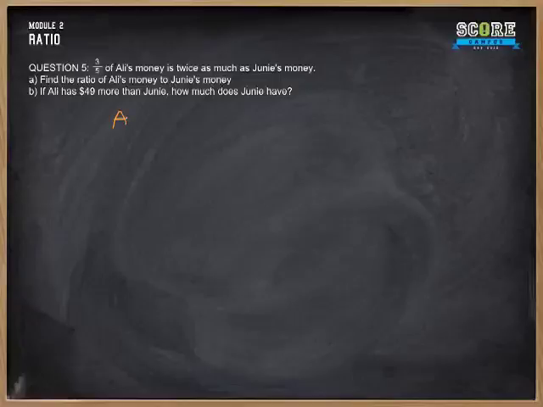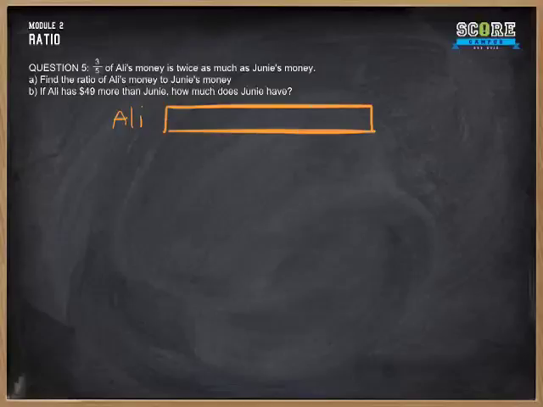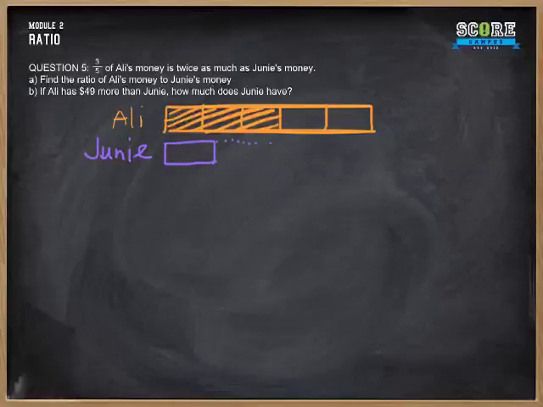Okay, you can see that Ali has 5 units. You've got to keep in mind that twice Junie's money is the same as 3 units of Ali's money, which is actually 5 units. So let's draw the 5 units. And let's shade the 3 units, right? Now let's draw Junie next. 3/5 of Ali's money is twice as much as what Junie has. So that's 1, and the next one is an imaginary one to illustrate twice as much.